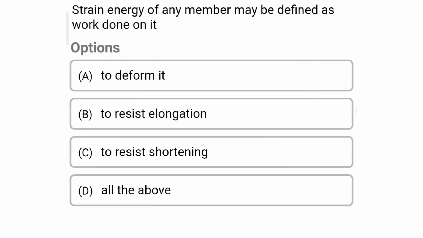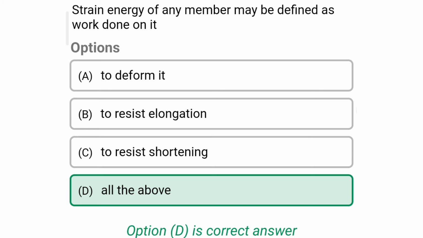So next question, the strain energy of any member may be defined as the work done on it. Option A to deform it, option B to resist elongation, option C to resist shortening, option D all the above. So the correct answer is option D all the above.